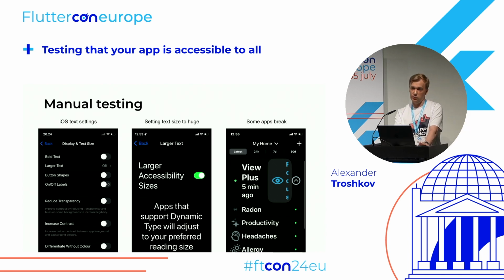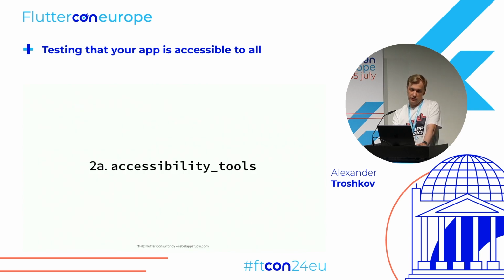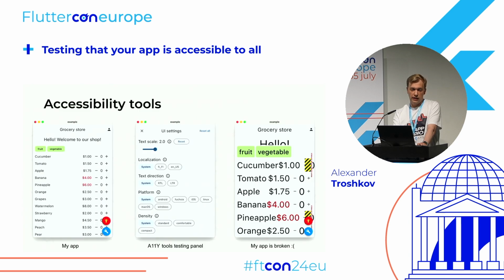We're developers, we like computers to do things for us, or at least help us do things. So something that could help with testing your app manually is the accessibility tools package that we've been working on. It has a set of toggles that can help you check how your Flutter app behaves when the font is huge or tiny, or with the bold text setting on, with different text directions, and so on.